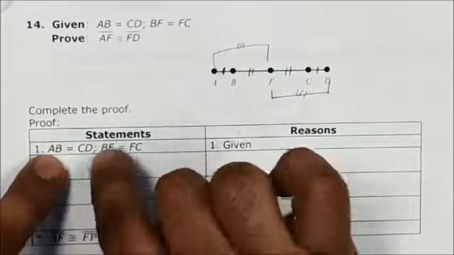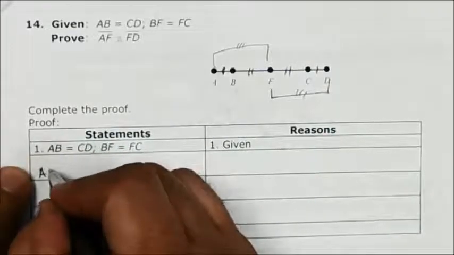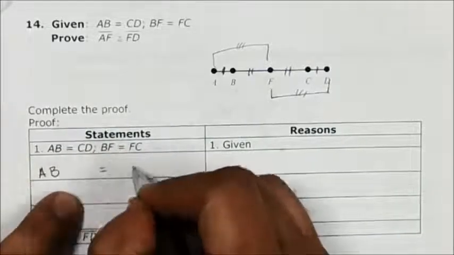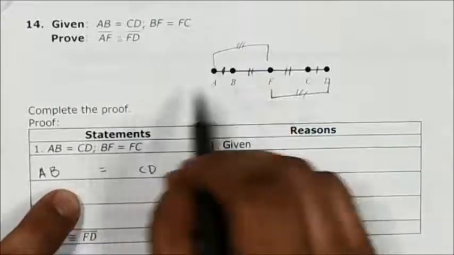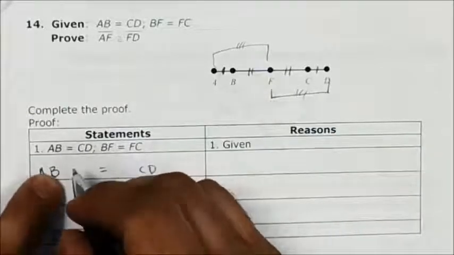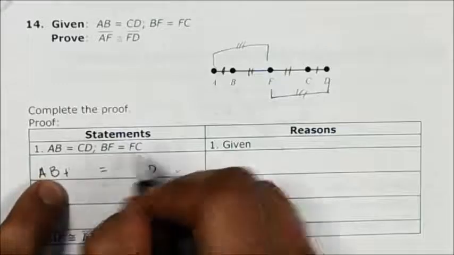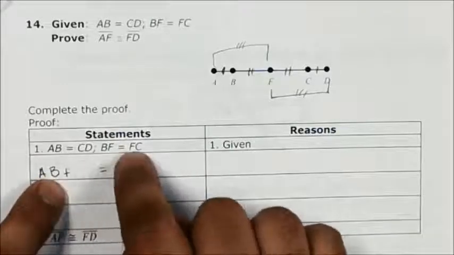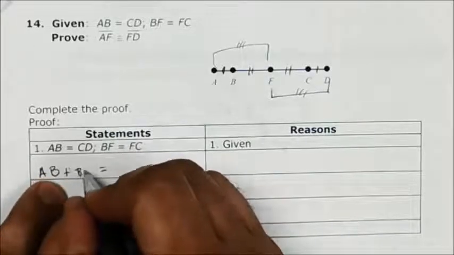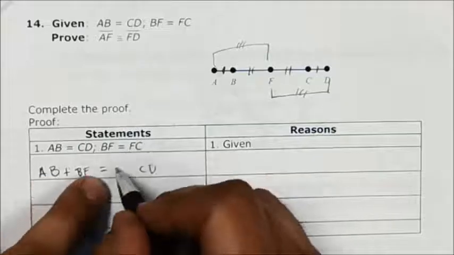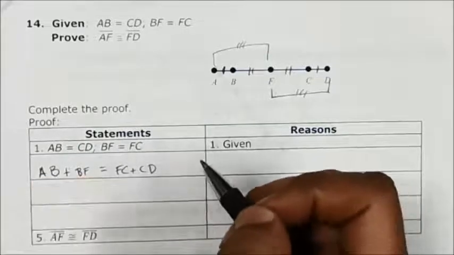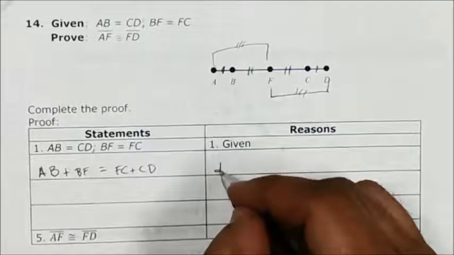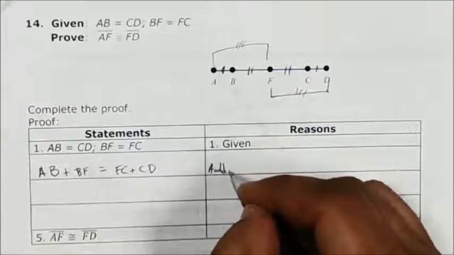All right, so let's get started with something we've done before. Since these two are equal, I can take AB equal to CD, and I want to add the same thing to both sides. And since BF and FC are equal, I'm going to add BF on this side and FC on this side. And I can do that because of the addition property of equality.